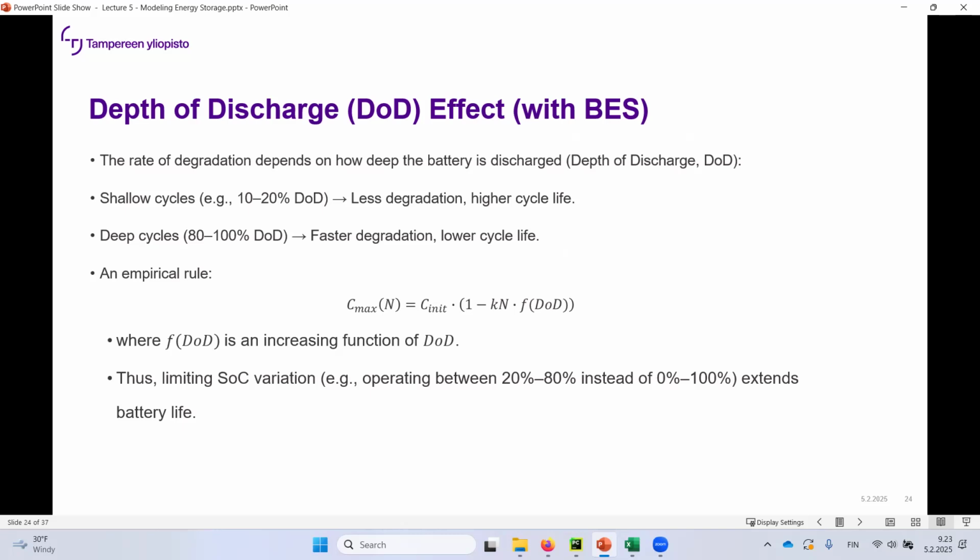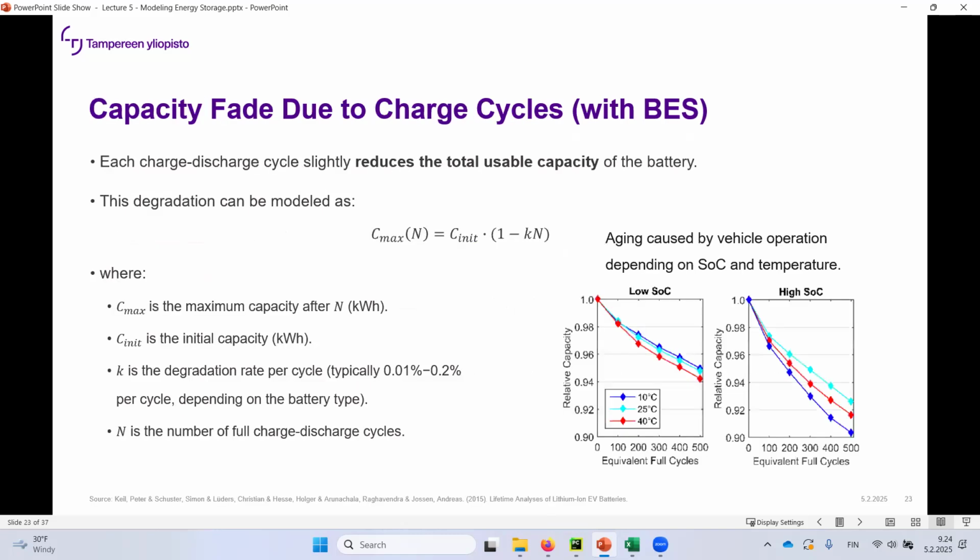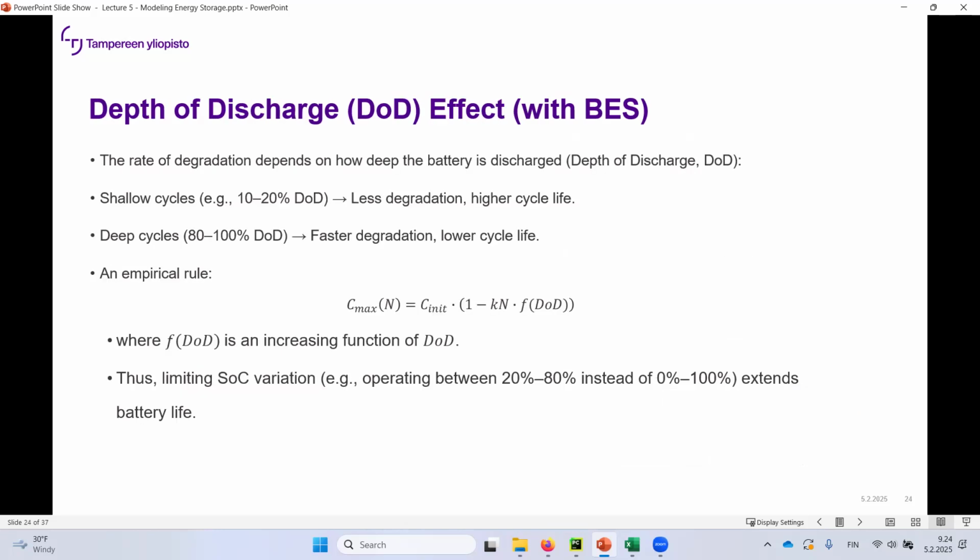So this means that the more deep cycles you're going to be using, the faster degradation you are going to be facing. And that was shown in here.